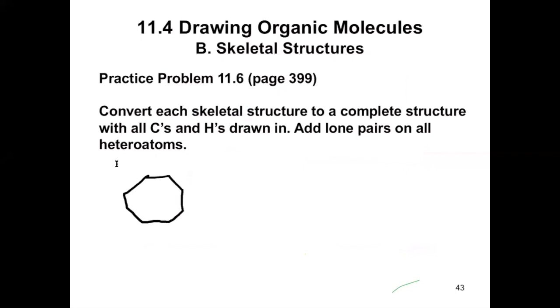So, practice problem 11.6 on page 399. Convert each skeletal structure to a complete structure with all the C's and H's drawn in. Add lone pairs and all heteroatoms. So in this case, count first how many carbons there are again. So, 1, 2, 3, 4, 5, 6. Let's pretend it's a perfect octagon. Okay? So you have here 8 carbon atoms. Is 8 an octagon? Yes, octagon.